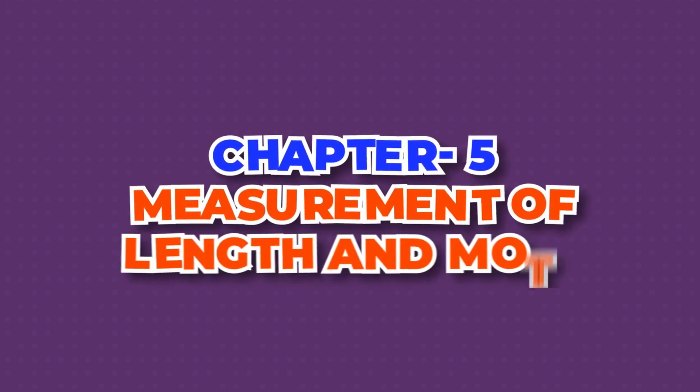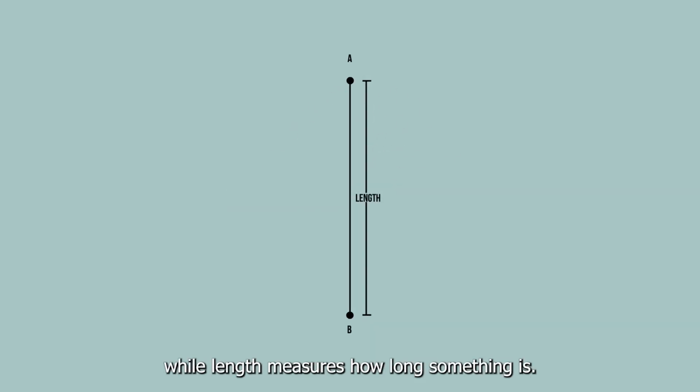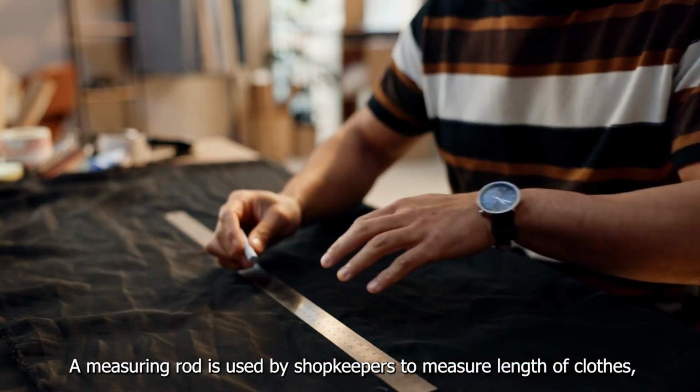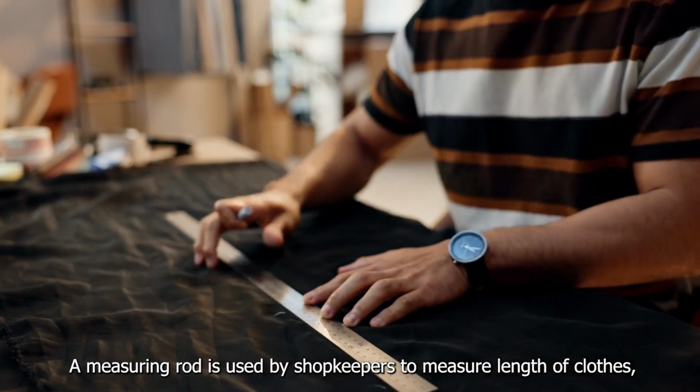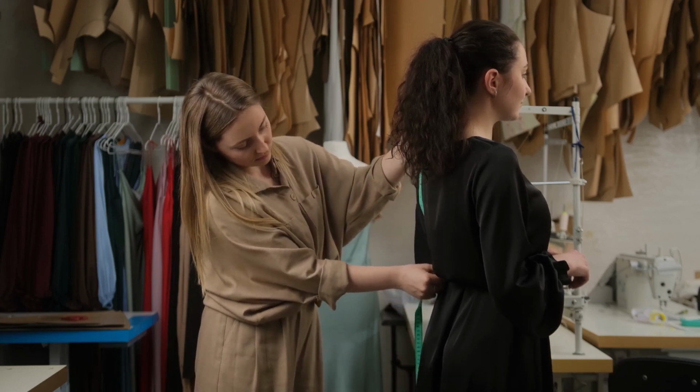Chapter 5: Measurement of Length and Motion. Distance is the space between 2 points, while length measures how long something is. A measuring rod is used by shopkeepers to measure the length of clothes, while a measuring tape is used by tailors to take body measurements.